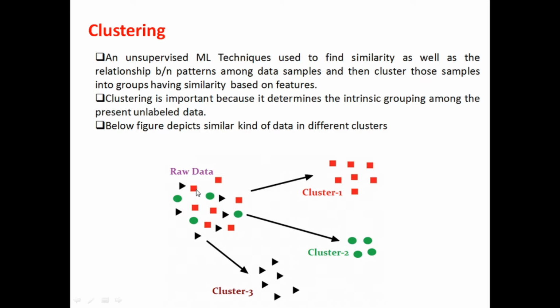So here we find a square box in red color, a circle in green color, and a triangle in black color. Our ultimate aim is to arrange the similar attributes, that means we are grouping the similar attributes from this raw data. This grouping of the similar data types in the raw data samples is nothing but clustering. Clustering is important because it determines the intrinsic grouping among the unlabeled data, because I haven't given names to these data samples.